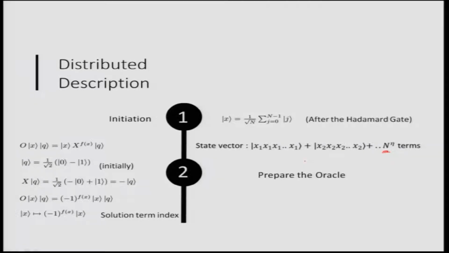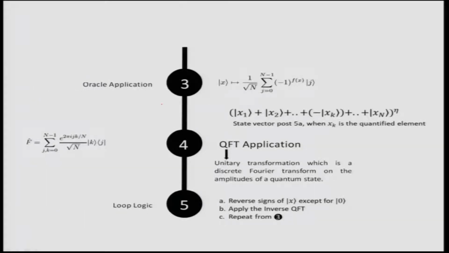The second step involves preparation of the oracle, which again remains the same as before in terms of the regular Grover's algorithm. The oracle will now be applied to each of these different quantum states, and the state vectors would then be prepared as a result of the application, and then the quantum Fourier transform, which is a unitary transform of discrete Fourier transform of the amplitudes of the quantum state, will again be operating on them.